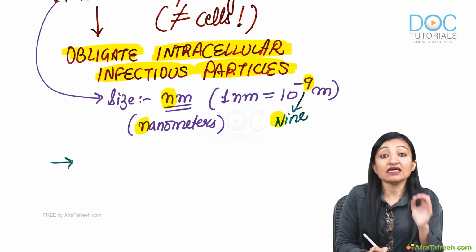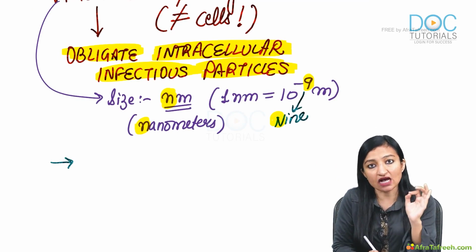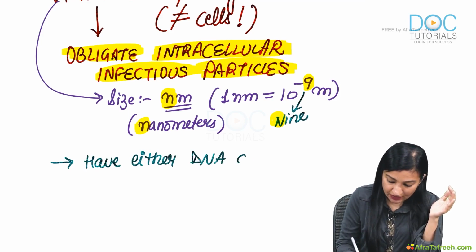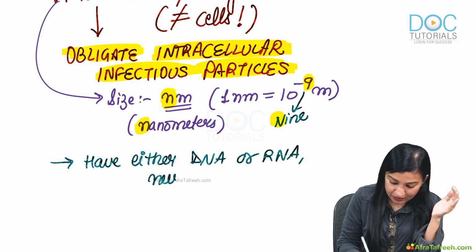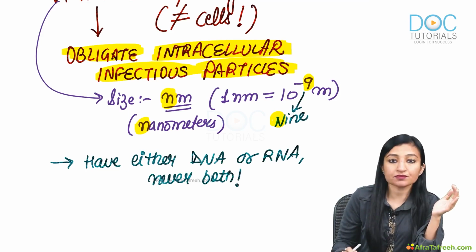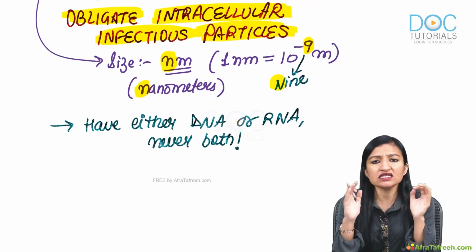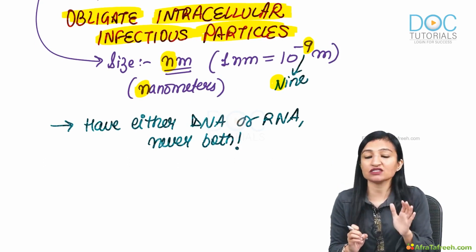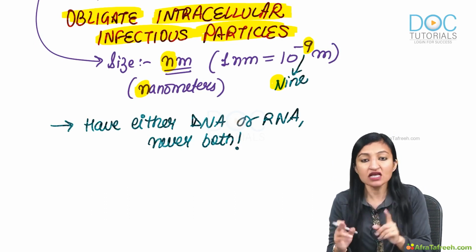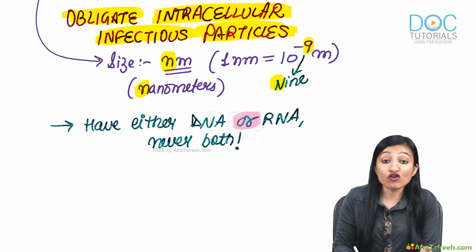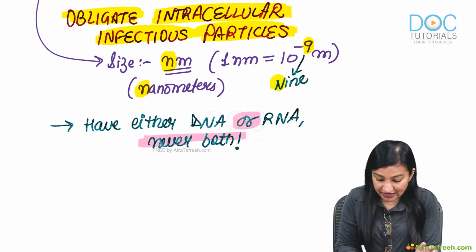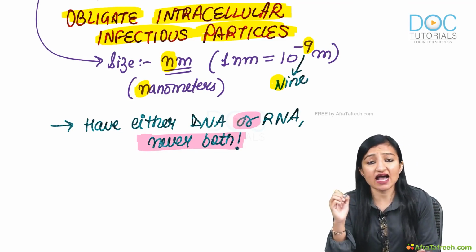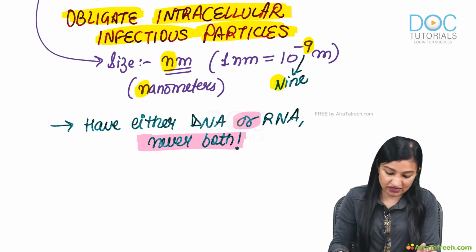And the other thing which you need to remember about viruses is they have either DNA or RNA, never both. You can remember it like this. These poor guys are so small that they do not have enough space to accommodate both DNA and RNA. This is an extremely important point. They have either DNA or RNA but never both. And guys, this in fact is the basis of classifying viruses as DNA viruses or RNA viruses.